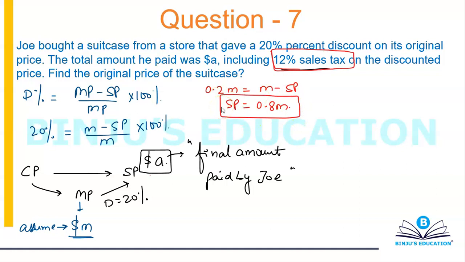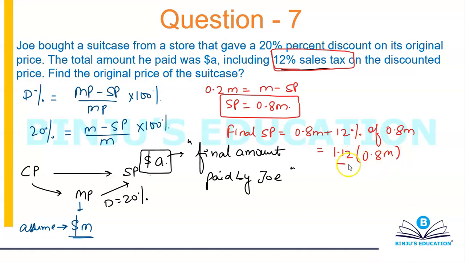My selling price is 0.8 M. Now on this 0.8 M, which is the discounted price, we have an additional 12% sales tax. So my final selling price will be 0.8 M plus 12% of 0.8 M, which will come out to be 1.12 into 0.8. Now this amount is equal to A.